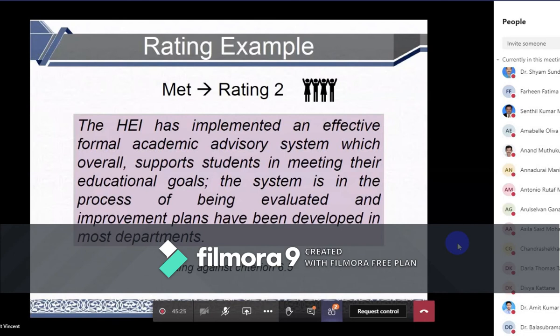Maybe some of the departments have results, some are not providing results, some are not evaluating the results, and some do not have an improvement plan. So that means we will only get a rating of 2. We cannot get a rating of 3. Even if one department says we have the best mechanism, if engineering or business or ELC doesn't have an evaluation system or an improvement plan, still we will go down.